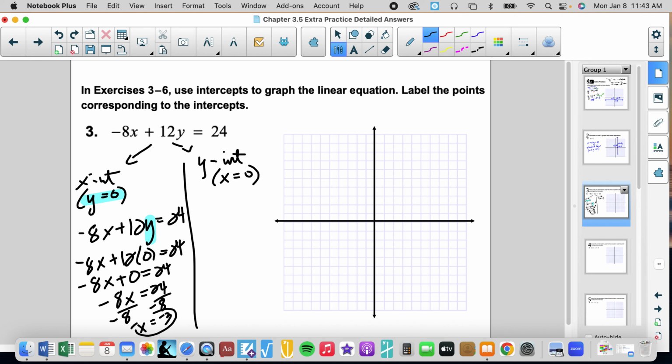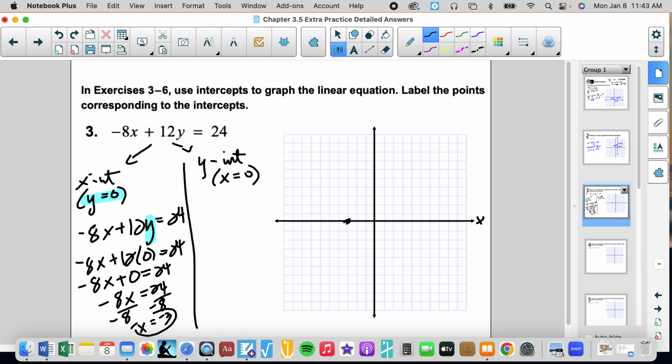So that is going to be my x-intercept. It's going to cross the x-axis at negative 3. So that's that one point. That's this point. That produces that point. That's the x-intercept.